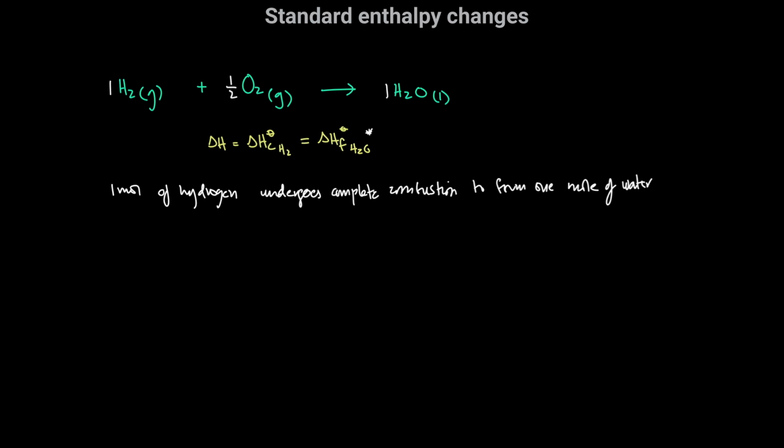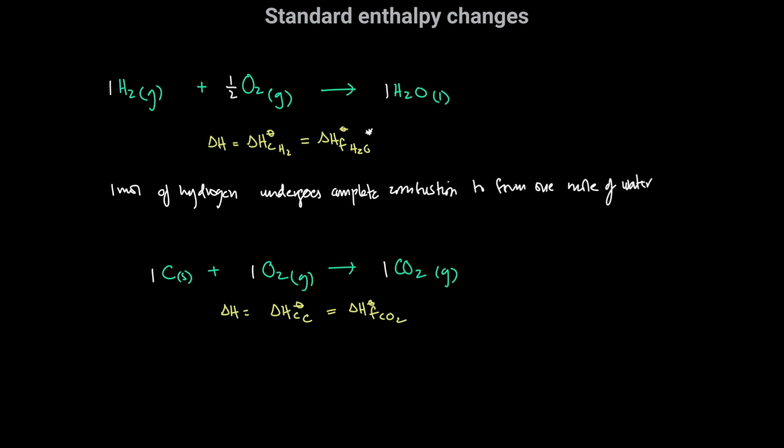We have a very similar thing with carbon. We have carbon in its solid state. Remember, this is graphite, that's the standard form of carbon. When it reacts with oxygen, we can form carbon dioxide. And here, if we're talking about the standard enthalpy change of combustion of carbon, we're going to have 1 mole of carbon being combusted in excess oxygen to form 1 mole of carbon dioxide. So the enthalpy change for this reaction can be referred to as the standard enthalpy change of combustion of carbon, or as the standard enthalpy change of formation of carbon dioxide.